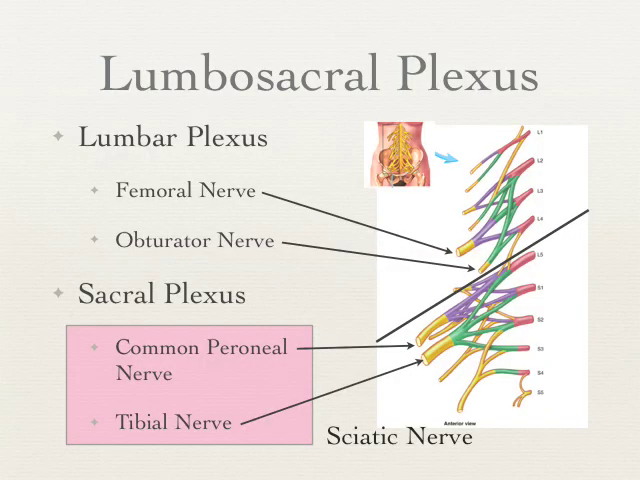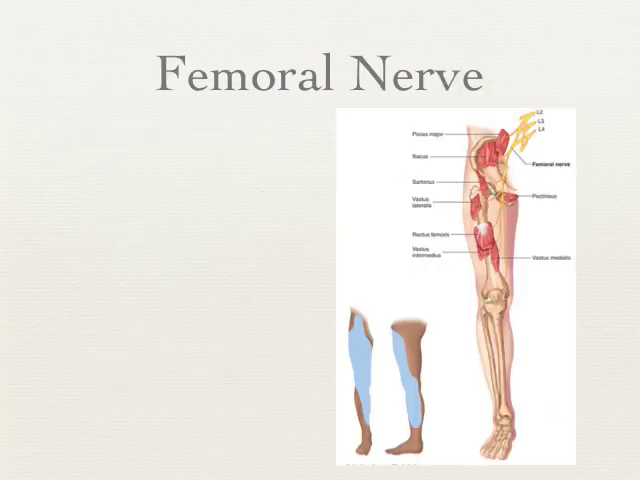So, with this lumbosacral plexus of nerves, let's take these nerves one by one, because these four nerves are about 90% of all the connections in the lower limb. Let's take these and look at them one at a time, please. So let's start with the femoral nerve. How am I going to learn the femoral nerve?